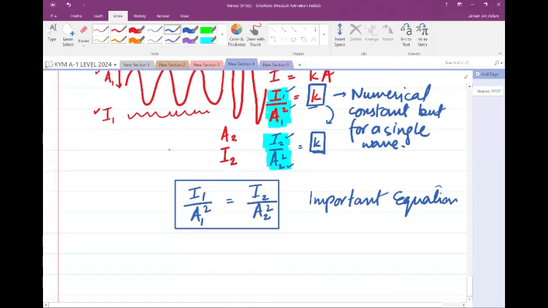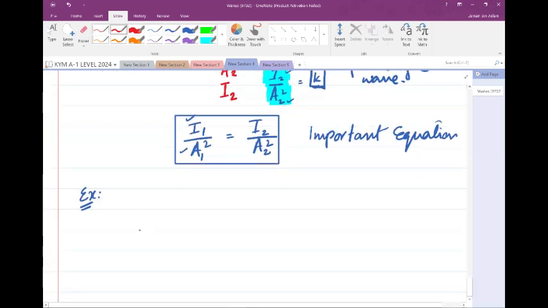This equation helps us to compare the intensities and amplitudes of two same kinds of waves. That means if originally it was a transverse water wave, then afterwards it should also be a transverse water wave. You can't just compare a transverse water wave with a transverse electromagnetic wave. For an electromagnetic wave, K is going to have a different value. All right, I'll show you an example as well. Let's see. And you can actually expect a question like this.